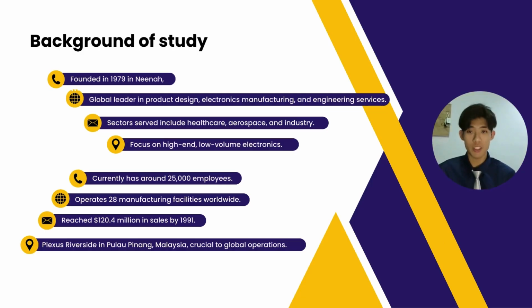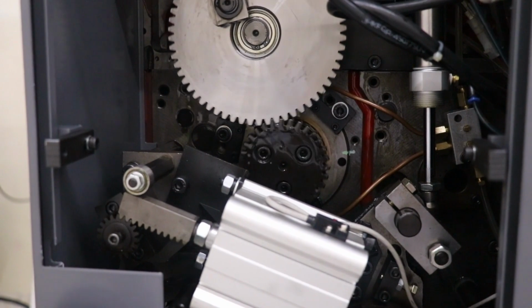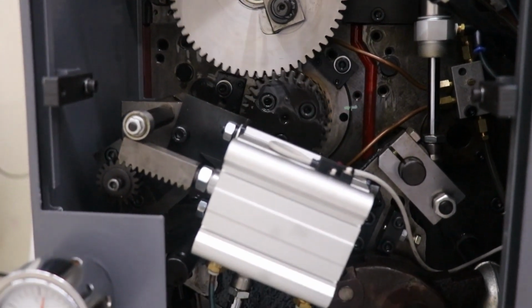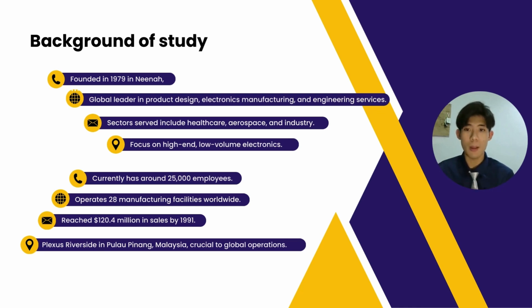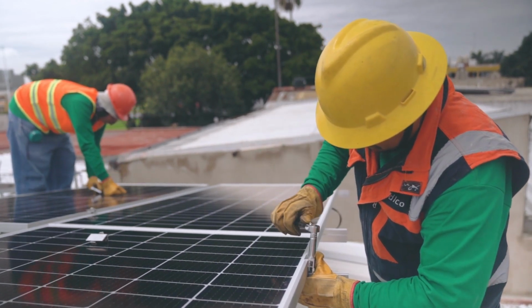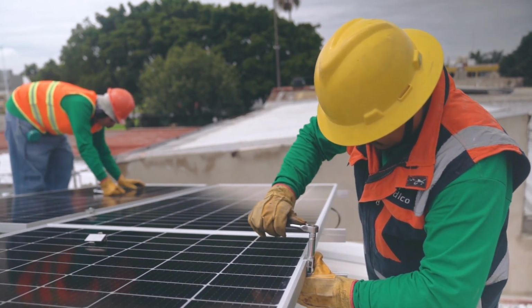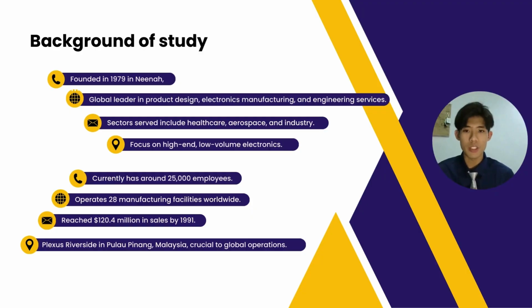Next, moving on to the background of the study. Plexus Corporation, a global leader in product design, electronics manufacturing, and engineering services, has experienced significant growth in electronic circuit board production since the 1990s, with 25,000 employees and 28 manufacturing facilities. They provide top-tier contract engineering, manufacturing, and design services to around 140 enterprise customers globally. Our industry visit was to the Plexus Riverside Facility branch, located in Pulau Pinang, Malaysia.